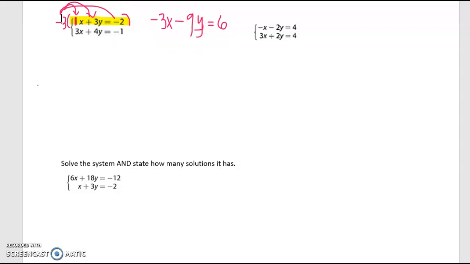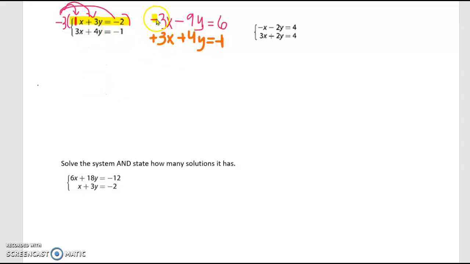Let me redraw my 9y. Okay, 9y. Well, the bottom equation I didn't do anything to, so I'm going to go ahead and rewrite it. And I know that's a +3x, and then that's going to be a +4y, and that's going to be a -1.